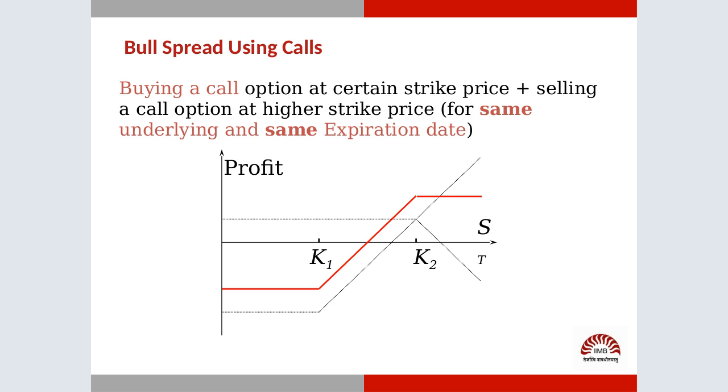Now, when would you do such a structure? Where do you think the asset price should be for you to do such a structure? Should it be close to K1? Should it be below K1? Should it be a bit above K1? Should it be around K2? Above K2? Where do you think should the asset price be for you to do the structure which will give you a payoff, which is represented by the red line?